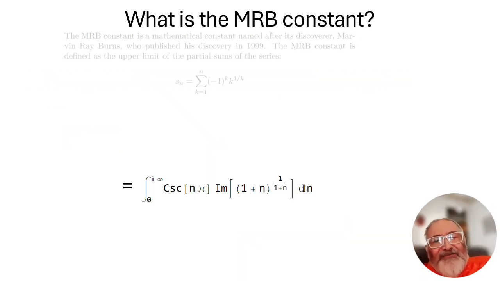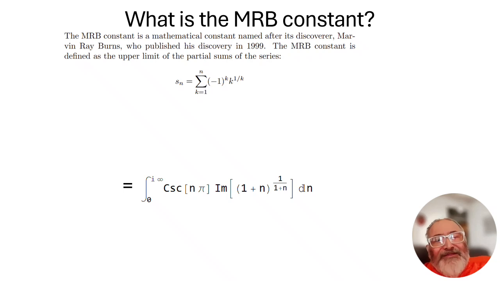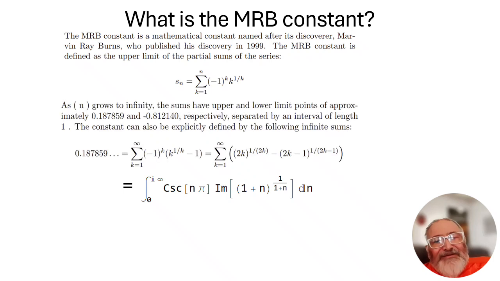What is the MRB constant? The MRB constant is a mathematical constant named after its discoverer, who published his discovery in 1999. The MRB constant is defined as the upper limit of the partial sums of the sum from k equals 1 to n of (-1)^k times k^(1/k), equals s_n.